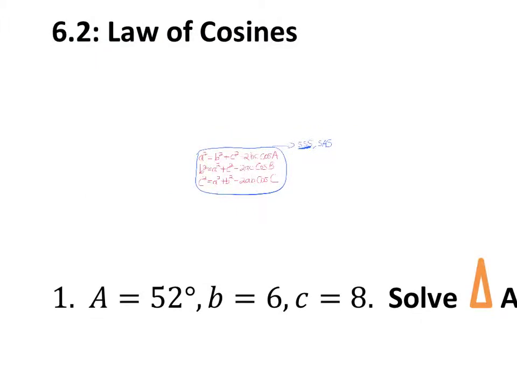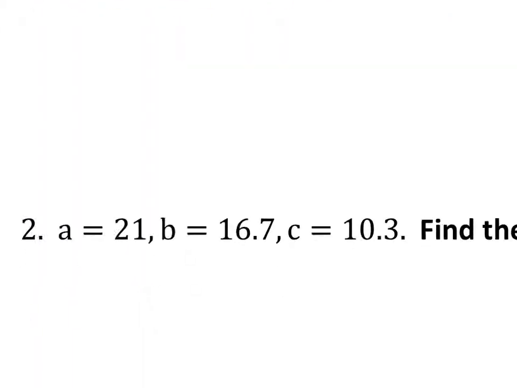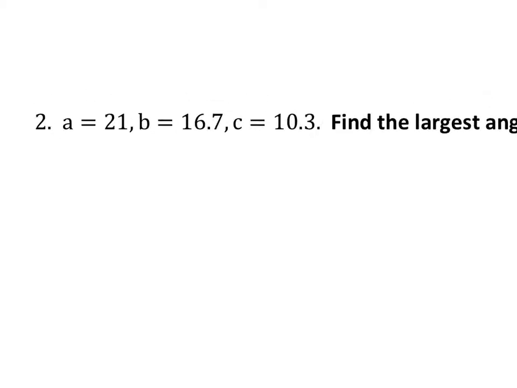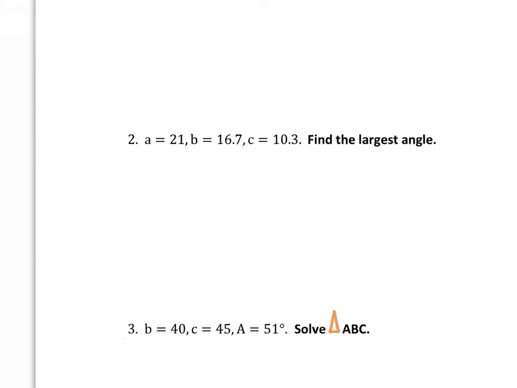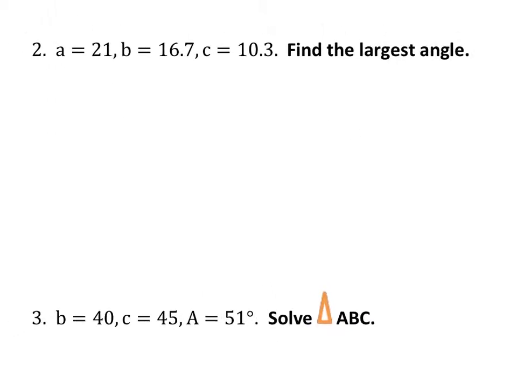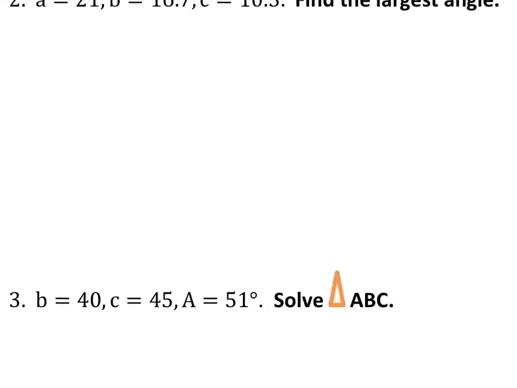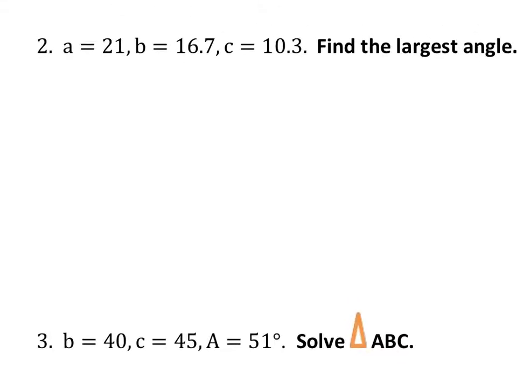Now, if I go down to number two, let's make this a little bit smaller so we can see. For number two, it says we want to find the largest angle. I can tell right away I don't even have to draw the picture. The largest angle has to be directly across from the largest side. Well, looking at this, obviously A is the largest side. So I want to find angle A.